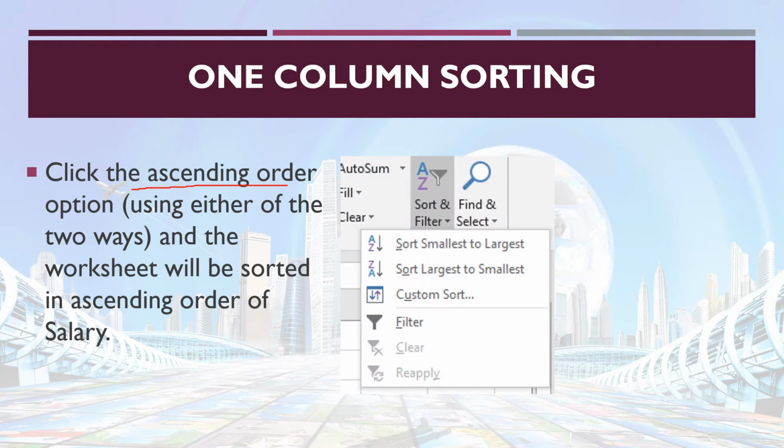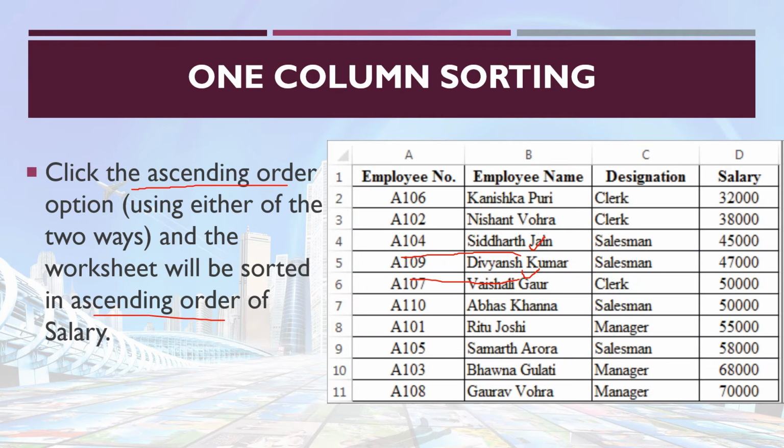When you click the sorting option, you can see sort smallest to largest and sort largest to smallest. If you want the values arranged from smallest to largest, you click this, or else for largest to smallest, you click the other option. Now we have selected the ascending order for salary. See the output, how it looks: from the lowest salary to the highest salary. So it's sorted now, right? You understood now?